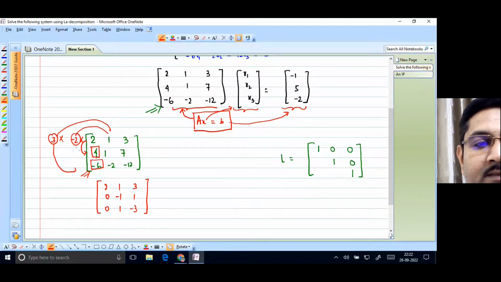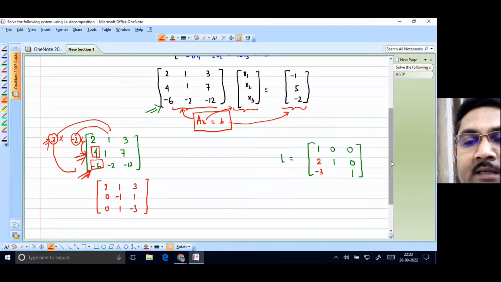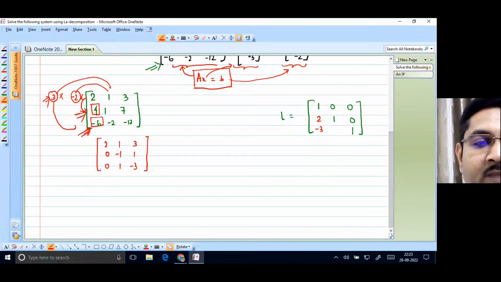So the multiplier for making this 4 position 0 is minus 2, and its negative is 2. So I will put in the corresponding position the negative of the multiplier. And similarly, for making the 3 1 position 0, I have used multiplier 3. So its negative is minus 3. I will put minus 3 in the corresponding position of L.